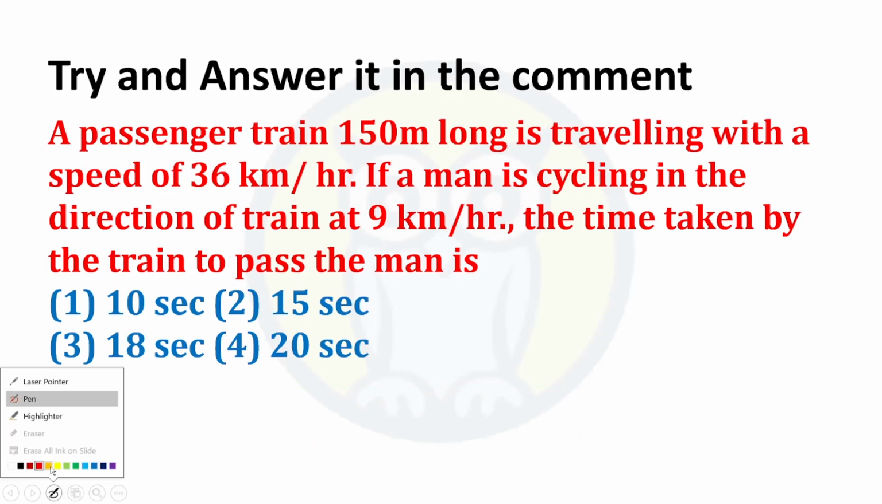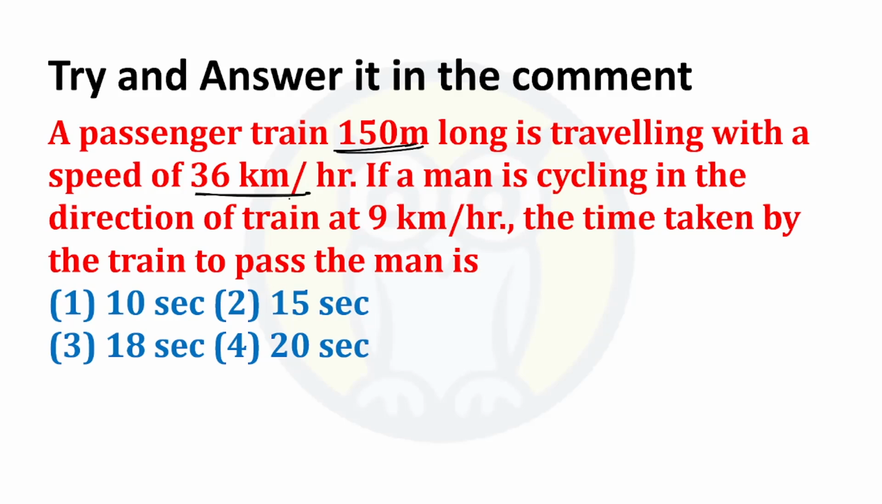Many of you answered it, and I solved it. Its correct answer is here. A passenger train 150 meters long is traveling with a speed of 36 km per hour. If a man is cycling in the same direction, the relative speed is the difference. So we can find out the time taken by the train to pass the man.